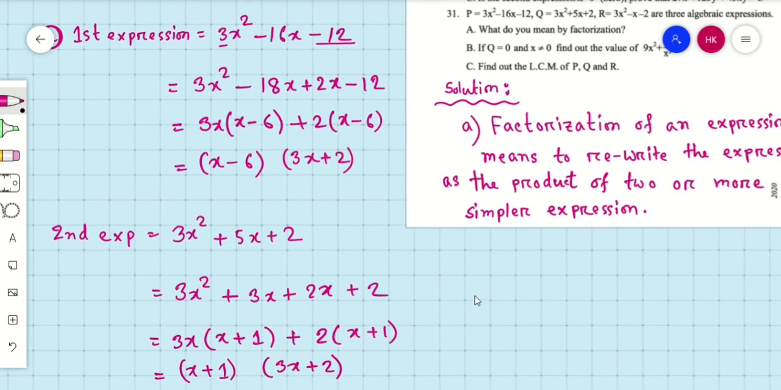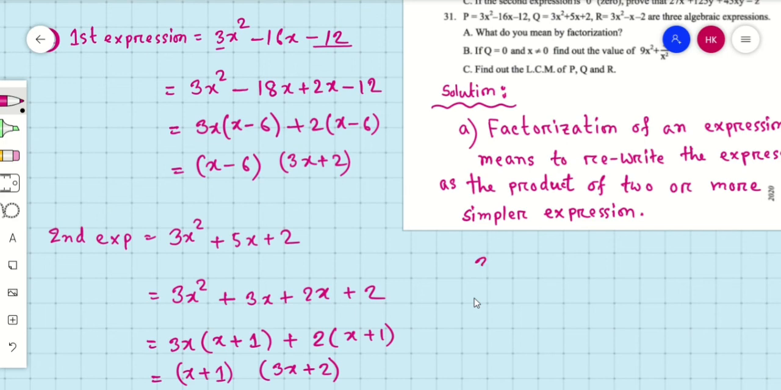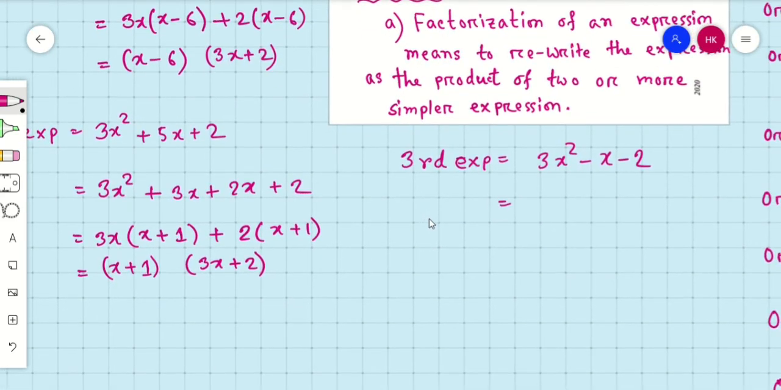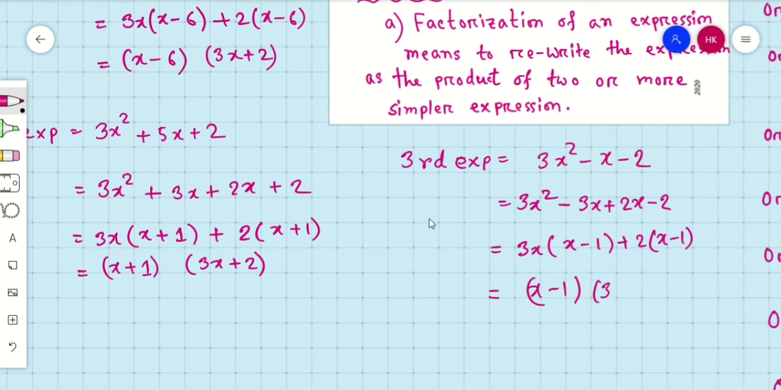Now we move on to the third expression. The third expression becomes 3x square minus x minus 2. So here we can write 3x square, 3 times 2 is 6, minus 6, so we can use minus 3x and plus 2x minus 2. So here we can take 3x as common, x minus 1, and then plus 2, x minus 1, and we can write x minus 1 and 3x plus 2.